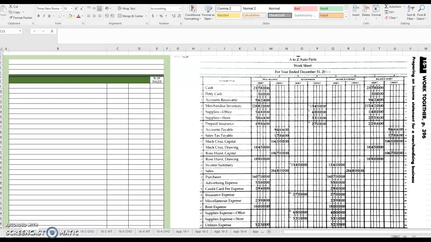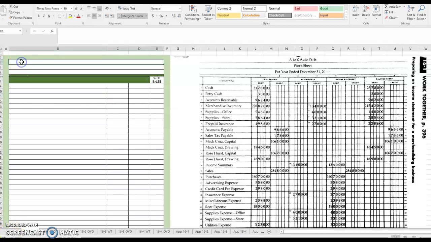Okay, this is Chapter 16, Work Together Problems. First problem is on page 396 in your book. This says prepare an income statement. So first we're going to carry the information over from the worksheet that is given to you in your book or in the problem.